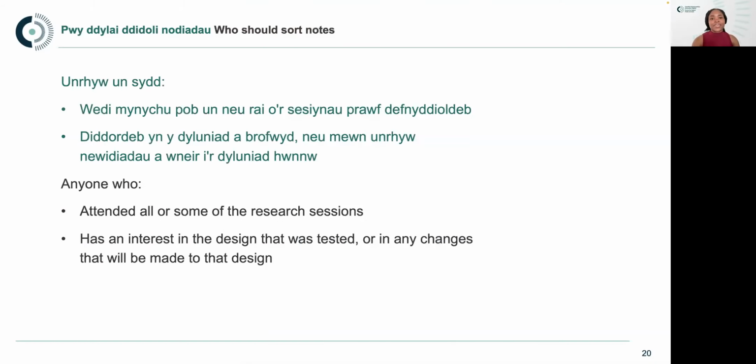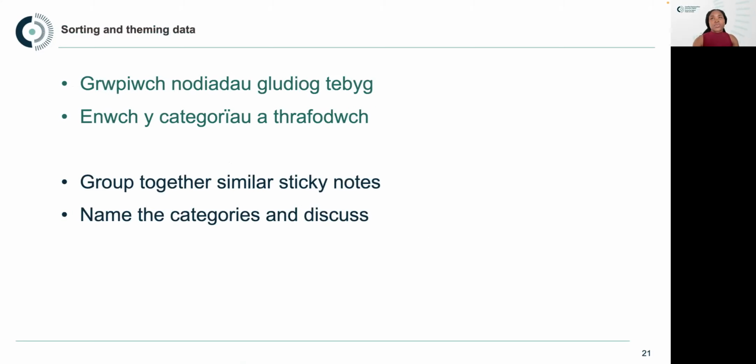Next slide, please. And before then, who should sort data? As Tom mentioned, you're at this point encouraged to invite stakeholders for this activity. In particular, anyone who attended all or some of the research session, anyone that has an interest in the design that was tested or in any changes that would be made to the design. Next slide, please. So if you're working with stakeholders at this point, you should have communicated the agenda and the goals of the session, as well as described what people should be doing at each phase of the workshop.